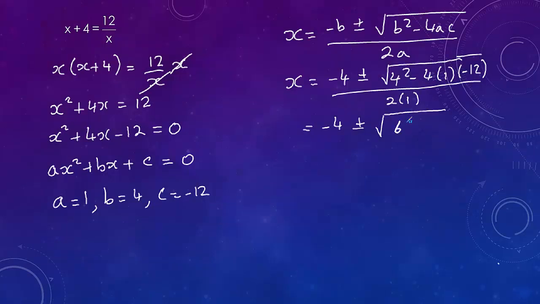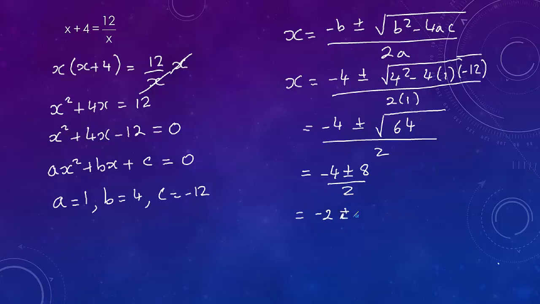So all divided by 2. The square root of 64 is 8, so that's negative 4 plus or minus 8 over 2. Which dividing by 2 is negative 2 plus or minus 4. So we have negative 2 plus 4 or negative 2 take 4, which gives us 2 or negative 6.